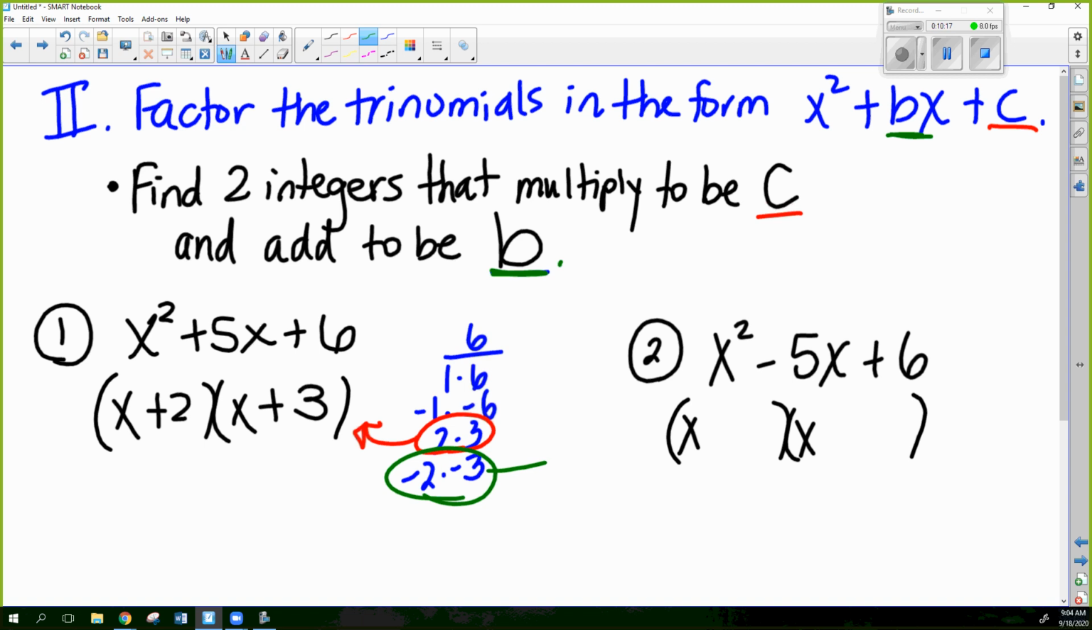Use the negative 2 and negative 3. So then what's going to go in my parentheses? X minus 2 and x minus 3. Questions?